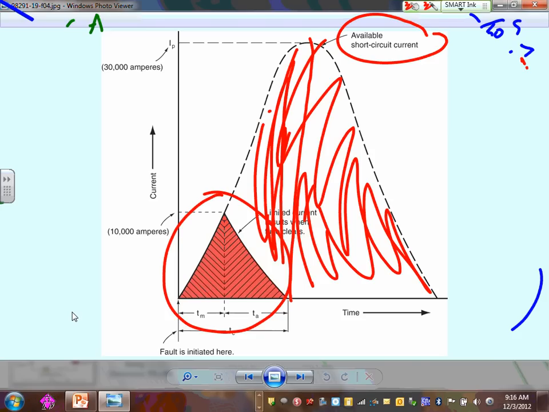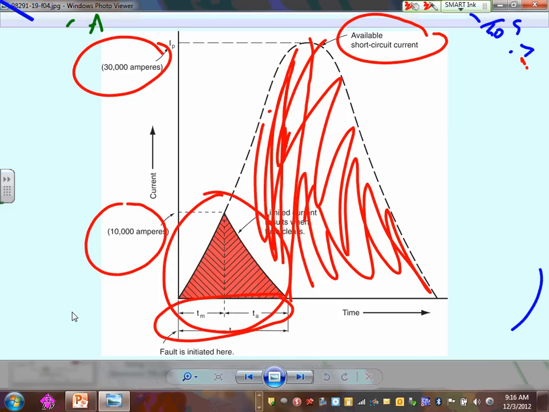It allows you to limit the current. Look, in this case, it was 30,000 amps peak, and they limit it all the way to what? 10,000. And the duration, the time, is also limited. So you're going to see all this when it comes to short circuit and current limiting.